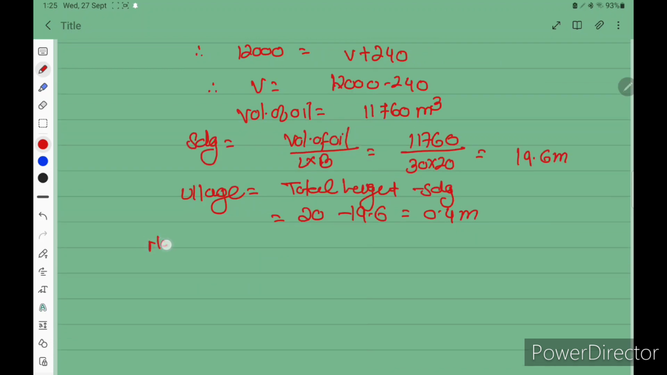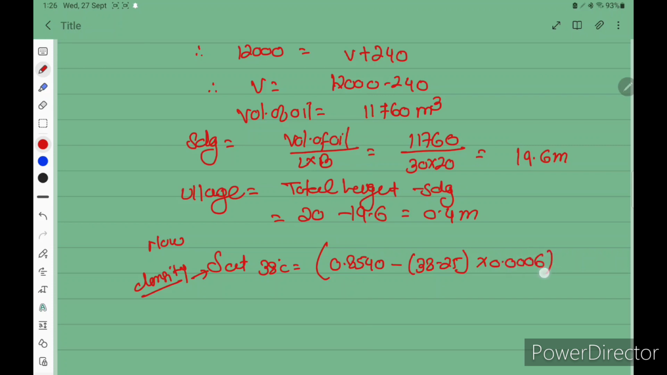Now the density at 38 degrees centigrade is given as 0.8540. We need to find out the density at 25 degrees. So 38 minus 25, into coefficient of expansion 0.0006. So we get 0.8462.